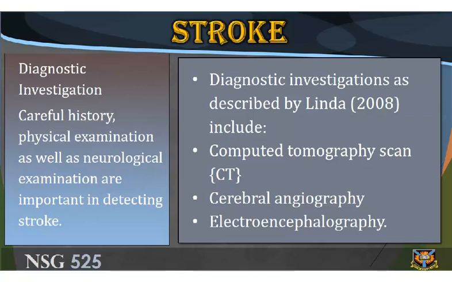Diagnostic investigations described by Linda 2008 include computed tomography scan, cerebral angiography, electroencephalography. Several other imaging techniques are used along with computed tomography to gather more information about specific types of stroke. Magnetic resonance imaging uses a magnetic field to generate images of the human body and produces high-resolution images that are particularly useful in diagnosing brain vessel abnormalities that may be involved in a hemorrhagic stroke.